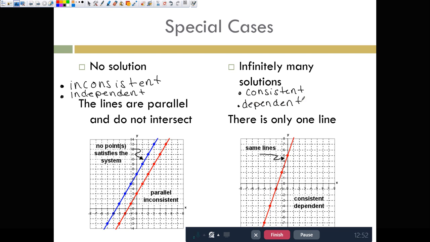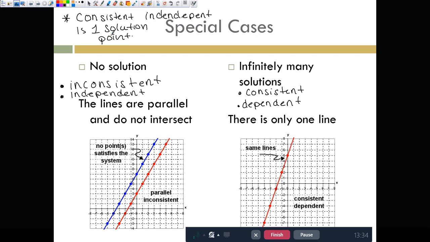But if they intersect at one point, like we were talking about before, this is going to be consistent and independent. It is one solution point. The independent and dependent and consistent and inconsistent is actually technically an Algebra 2 topic, but it is on tonight's homework, so that's why I wanted to go over it, but you won't be tested on that. Okay?